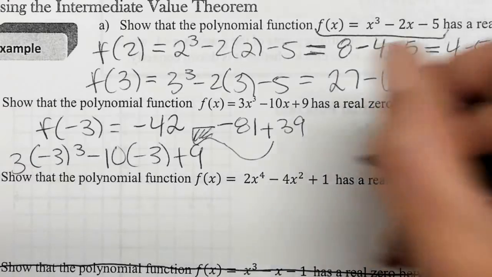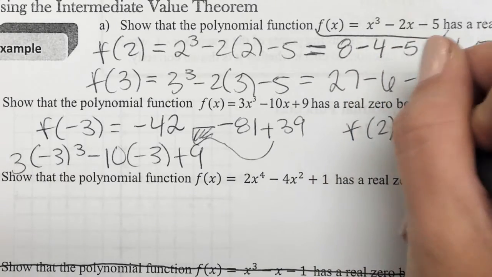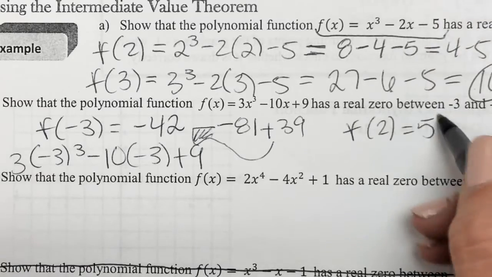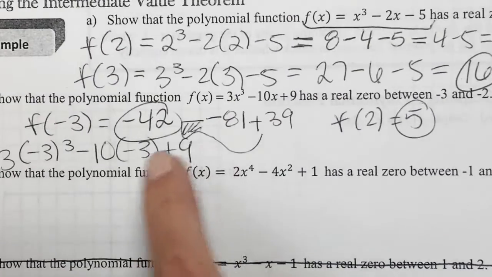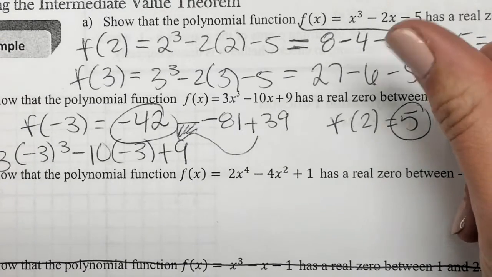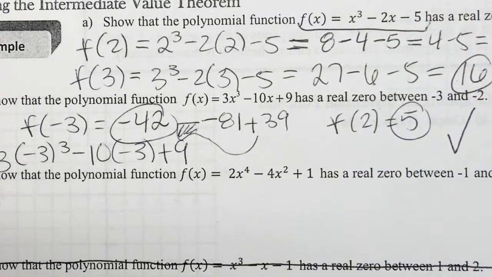Alright. What did y'all get for f of 2? I hear 5. That is correct. So what's significant? The sign changes. So we had negative, then a positive. So did the intermediate value theorem apply? Yes. It had to go through 0.